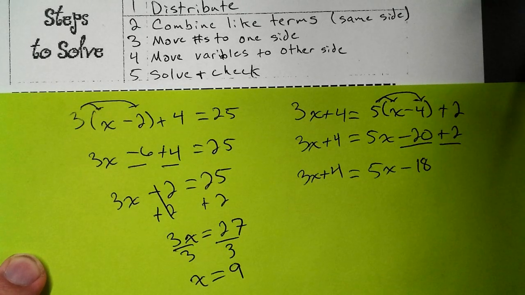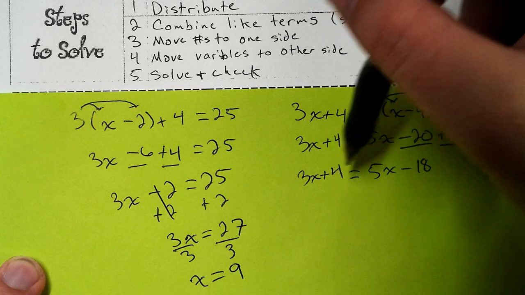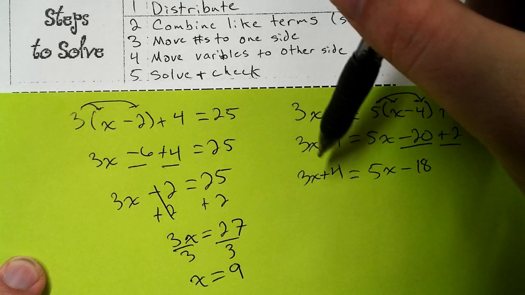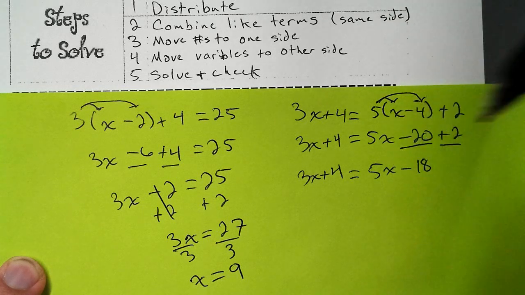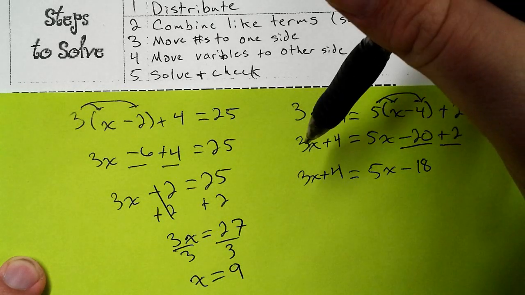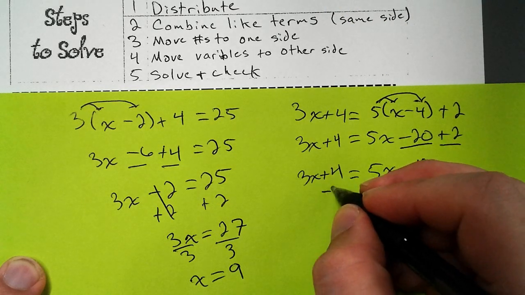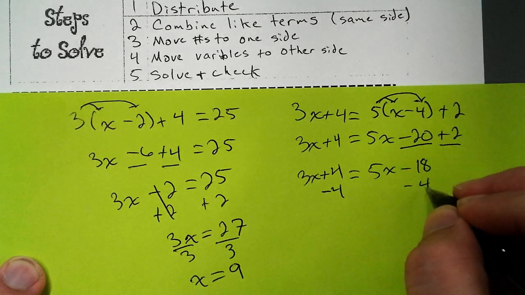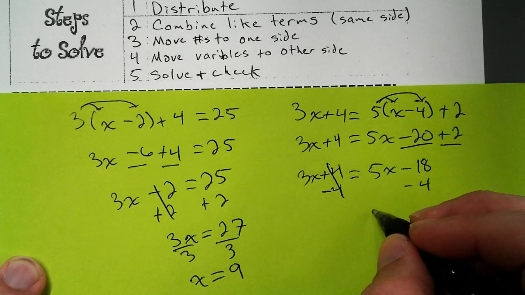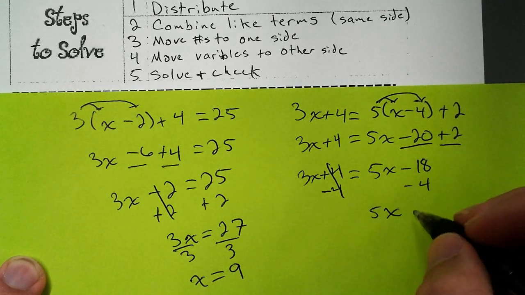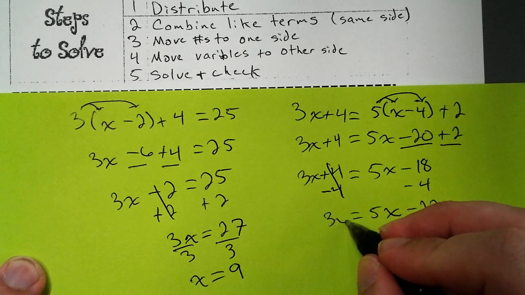Now, from here, move our numbers to one side. You've got to make a choice. You can either have your numbers on the left or your numbers on the right. It really doesn't matter as long as you're consistent. So for this one, let's go with numbers on the right, which means I'll subtract 4. And then I've got 5x minus 22, that's negative 22, is equal to 3x.